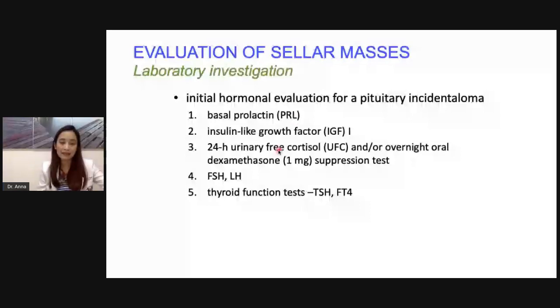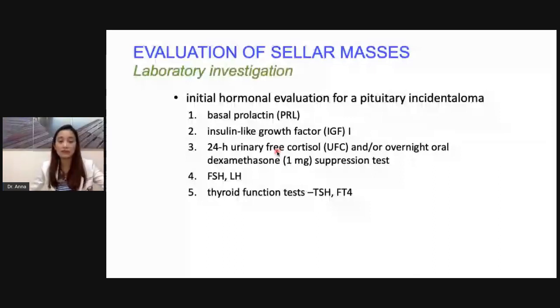For the hypothalamic pituitary adrenal axis, we want to screen for hormone excess because this is a mass. We want to see if the mass is secreting excess ACTH. So how do we screen? We can screen for Cushing syndrome, and the ways of screening for Cushing syndrome, you can do an overnight oral dexamethasone suppression test or a 24-hour urinary free cortisol. Or you can do both.